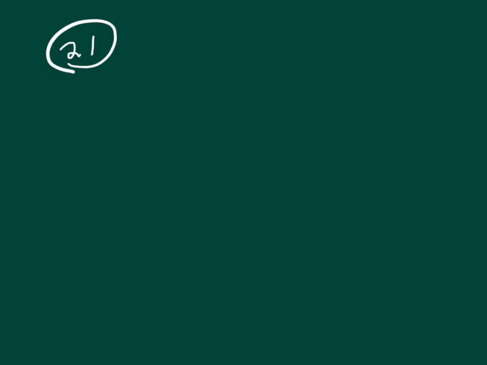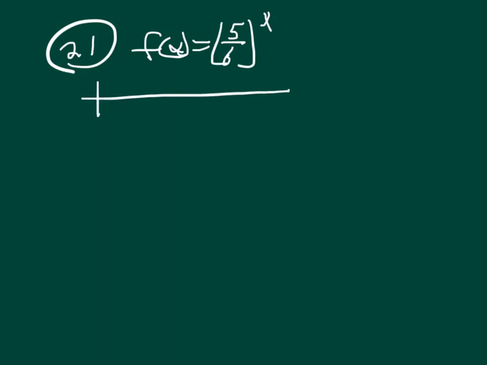All right, let's work through this one together. It says f of x is equal to 5 over 6 raised to the x power. So first of all, let's do a chart, so I have -1, 0, 1, 2, and 3. Now, for -1, I get 1.2. For 0, I get 1. For 1, I get 0.8333. I want to go to the 4th decimal point, which tells me I need to spread this out a little bit.